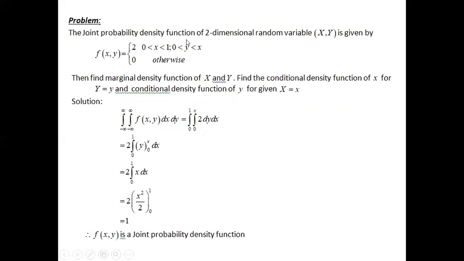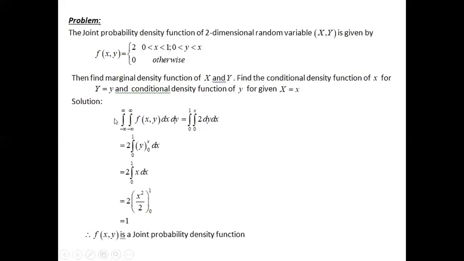Now I'm going with an example. The joint probability density function of the two-dimensional random variable (X, Y) is given by f(x, y) equals 2 for 0 less than or equal to x less than or equal to 1 and 0 less than y less than x, and 0 otherwise. Then find the marginal density functions of x and y. Find the conditional density function of X for Y equal to y and the conditional density function of Y for given X equal to x.